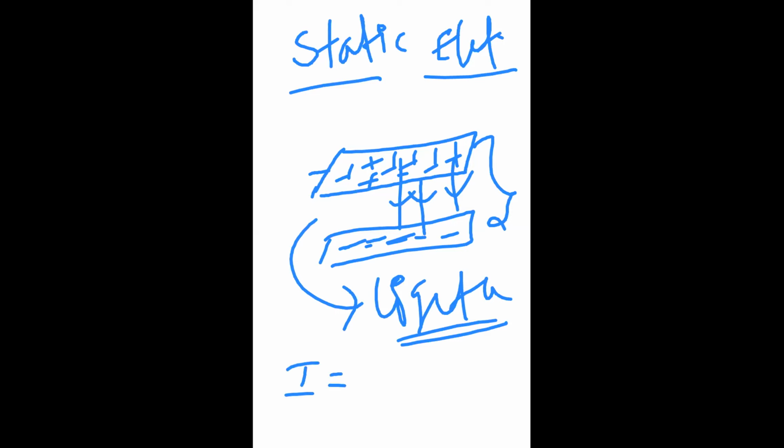Say for example, I is equal to V by R. V is directly proportional to the electric field. You have some electric field, but there is no resistance. What will happen? Infinite current will flow. So that is the concept of static electricity.